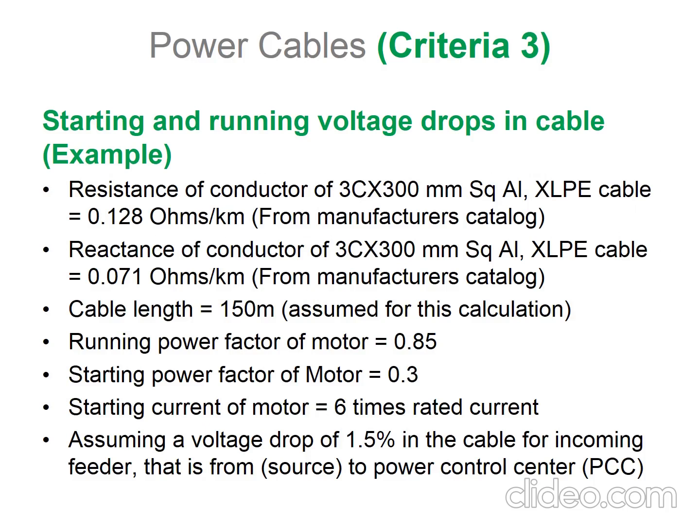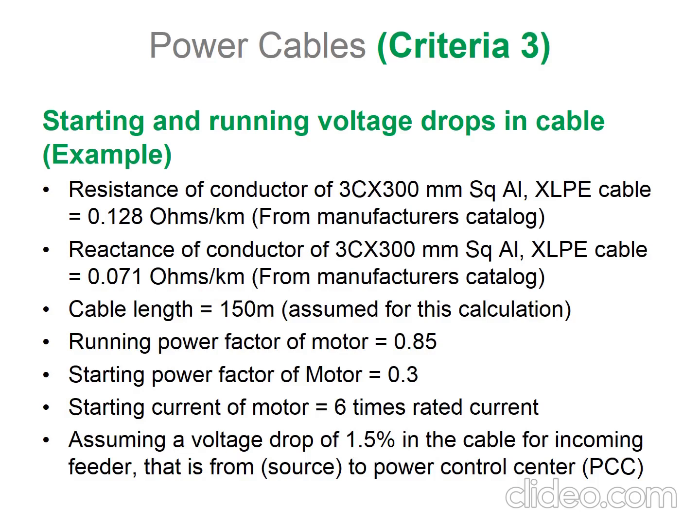Okay, this is the example for starting and running voltage drop in cable. The resistance of the conductor of a 3 core, 300 mm squared aluminum XLPE cable is equal to 0.128 ohms per kilometer. This is the resistance value, from the manufacturer's catalog. And then the reactance of the conductor for the same cable is 0.071 ohms per kilometer.